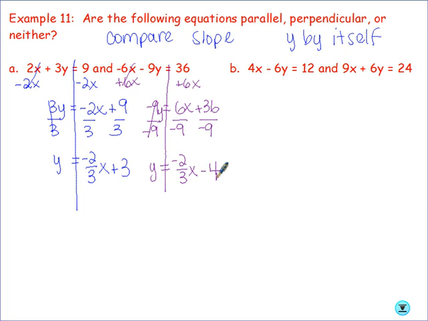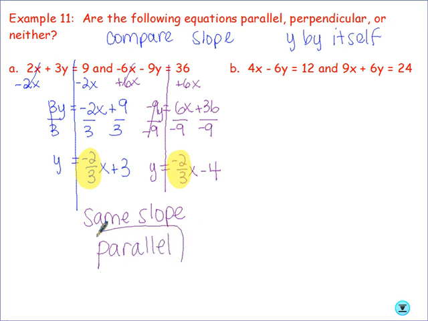We are now ready to compare their slopes. The slope of the first equation, right there. The slope of the second equation, right there. Well, to me, they look exactly the same. Negative 2 over 3 and negative 2 over 3 are the same. So, same slopes means that these lines are parallel. Pause the video. Try the next one on your own. Okay, let's see how you did.